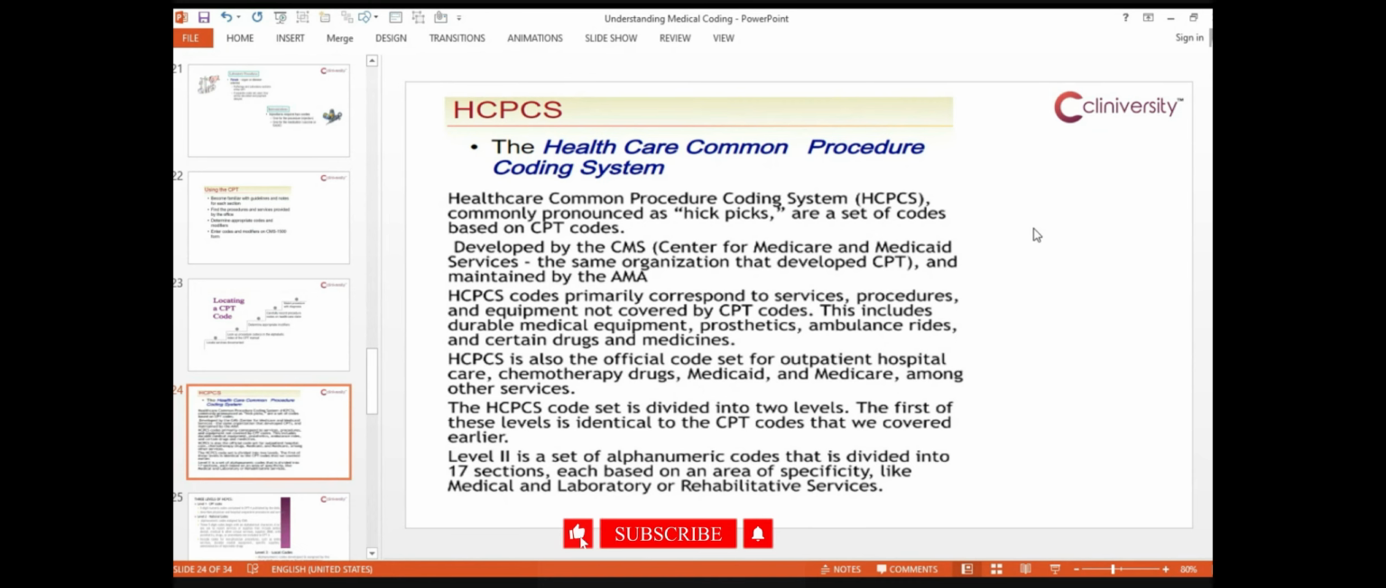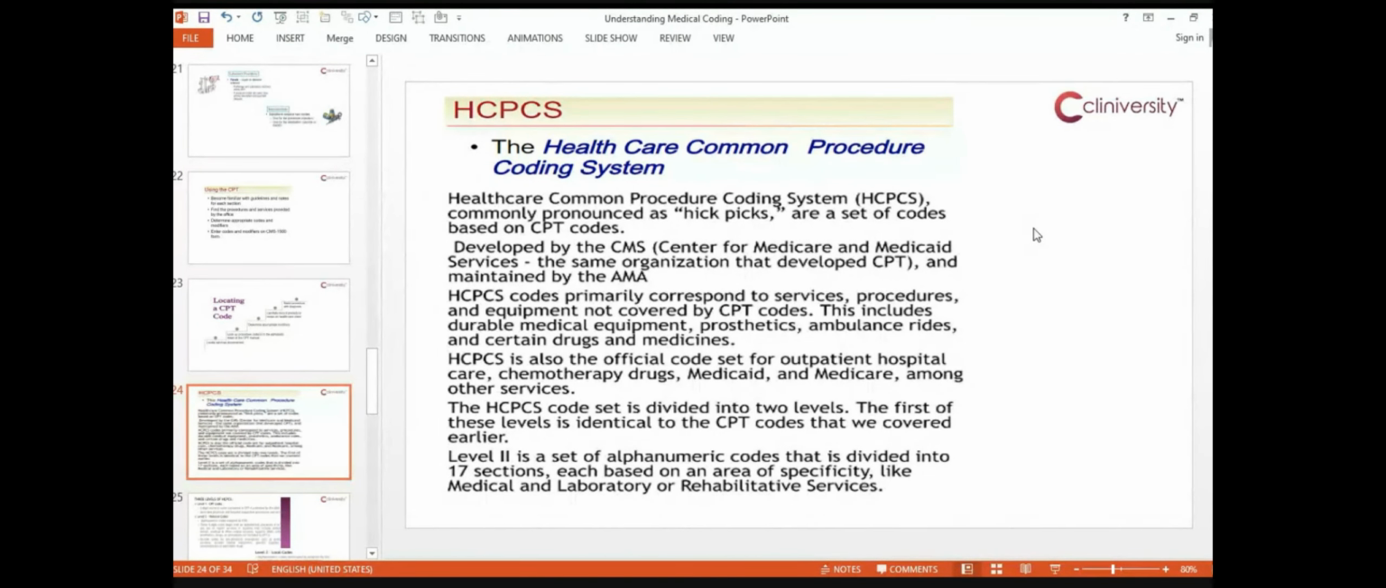HCPCS codes primarily correspond to services. I mean, for what purpose are we using this dictionary? So we are using it for services, procedures, and equipment which have not been covered by the CPT codes. Now, this includes durable medical equipment, prosthetics, ambulance rides, and certain drugs and medicines. HCPCS is also the official code set for outpatient hospital care, chemotherapy drugs, Medicaid and Medicare, among other services.